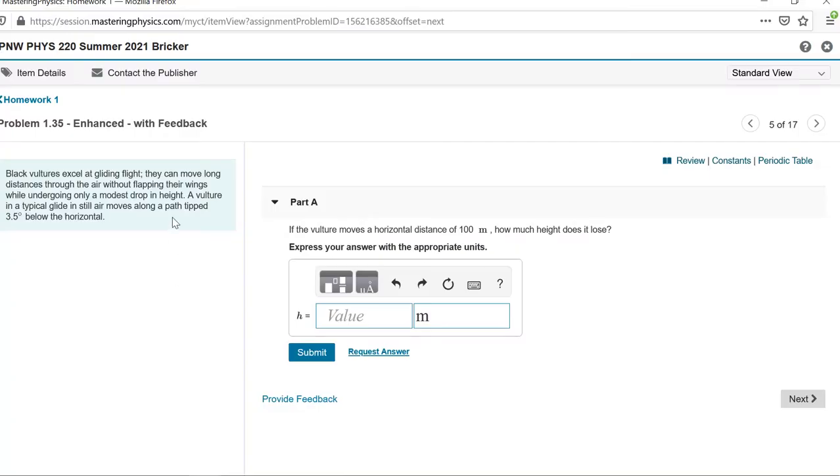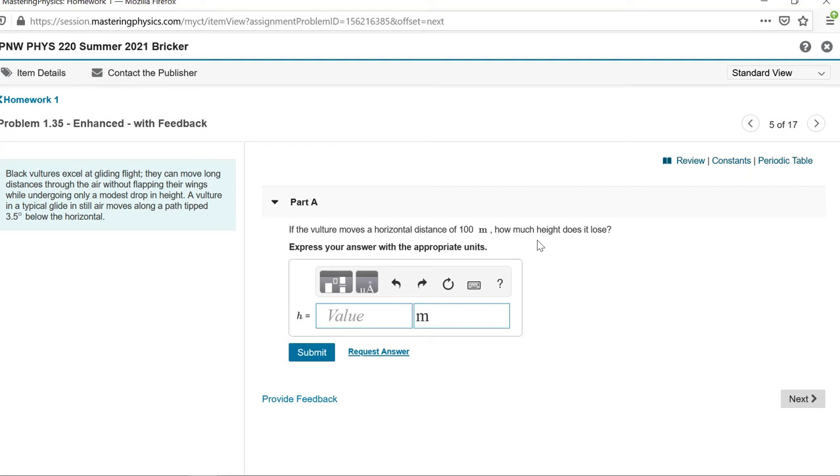Okay, so this is another trig review type problem. Black vultures excel at gliding flight. They can move long distances through the air without flapping their wings, while undergoing only a modest dip in height. A vulture in a typical glide in still air moves along a path tipped 3.5 degrees below the horizontal. If the vulture moves a horizontal distance of 100 meters, how much height does it lose?